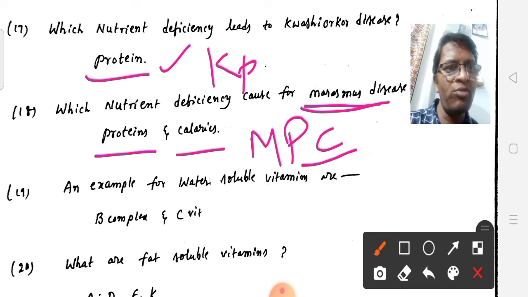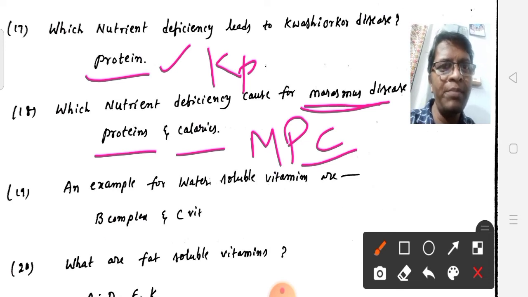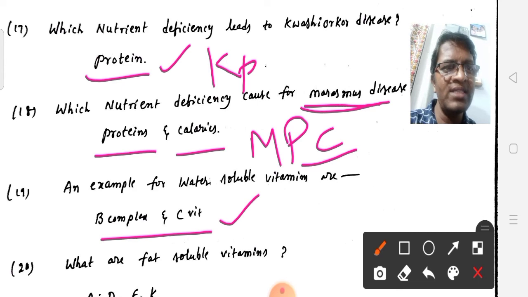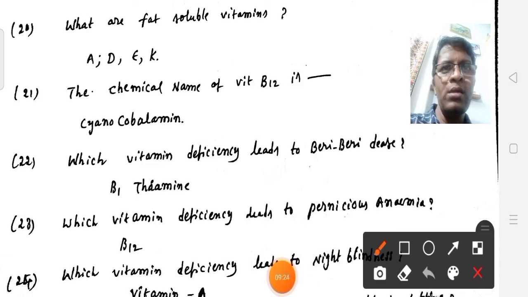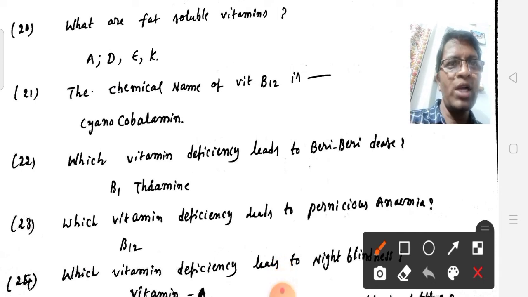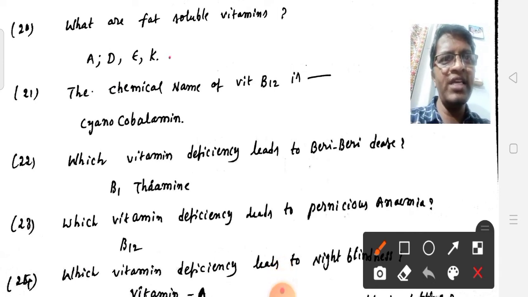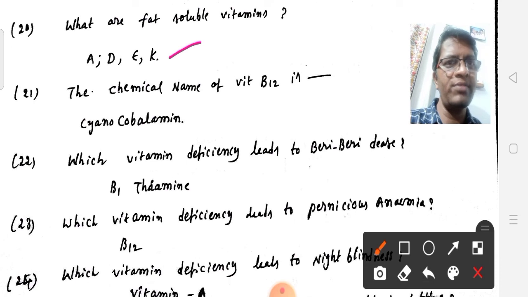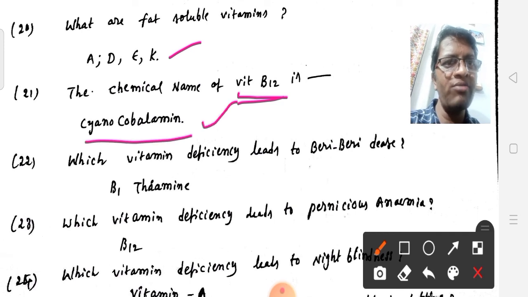Then we can go for 19th bit. An example for water soluble vitamins: B complex and C vitamin we call water soluble vitamins. Yes, now we can go for, what are fat soluble vitamins? A, D, E, K we call fat soluble vitamins. Next 21 bit, the chemical name of vitamin B12 is cyanocobalamin.